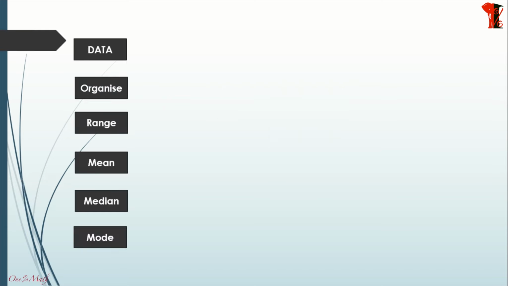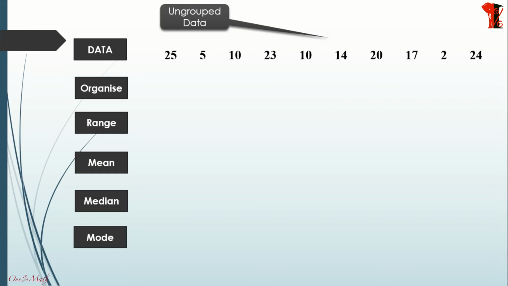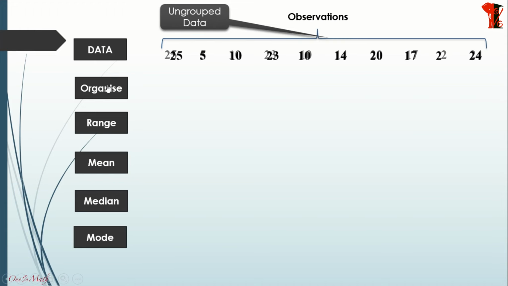These are the basic things that we need to know: data, organizing the data, range of data, mean of the observations, median of the observations and mode of the observations. Let us consider these observations. These are called ungrouped data, and we can also call them raw data as they are just jumbled and written. The next one is organizing data. Organizing data means arranging the data. It may be in ascending order or descending order.